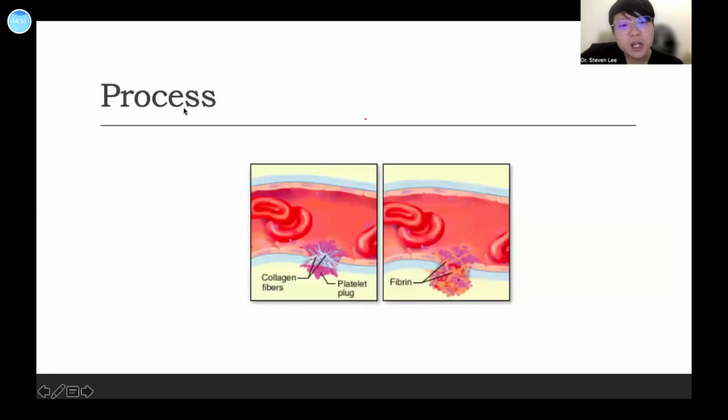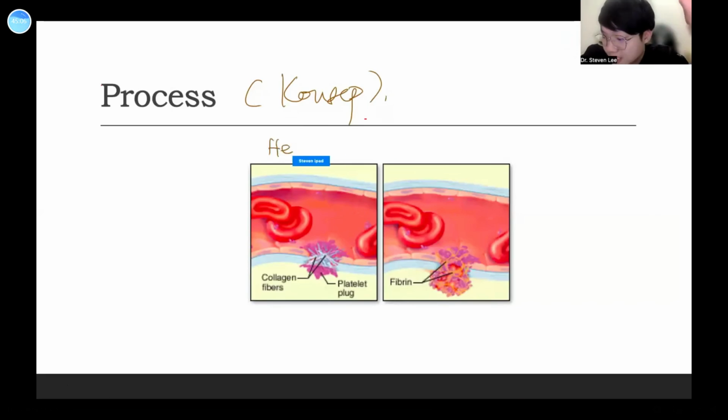So next one is the concept of process. This is a very important concept that students must know. Your textbook never emphasizes it, but you need to understand. Actually in blood clotting there are two processes. The first process, you don't have to write in your exam, I'm telling you only, is called hemostasis. Its main purpose is to form what we call a platelet plug.